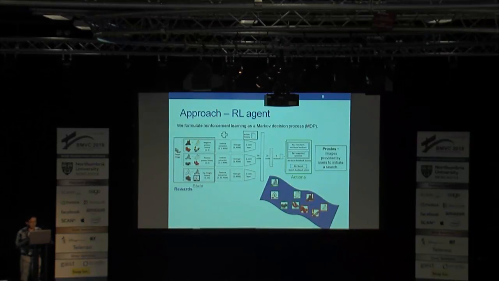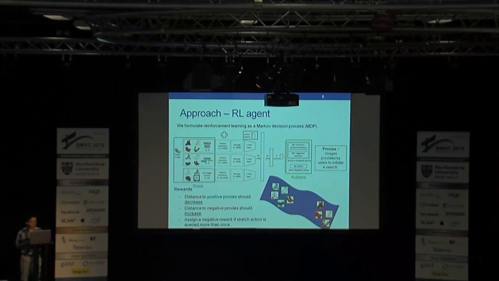Now that we have the network architecture, we want to guide this network to learn. So to guide the network, we are going to define some rewards. First, the blue box corresponds to a representation of the top images. Then the green boxes are positive proxies, and the red boxes are negative proxies. In each iteration, first, we want to ensure that the distance to positive proxies decreases. The distance from the target image to the negative proxies should increase. And also, in each iteration, we assign a negative reward if the sketch action is queried more than once, because one time is enough for us.